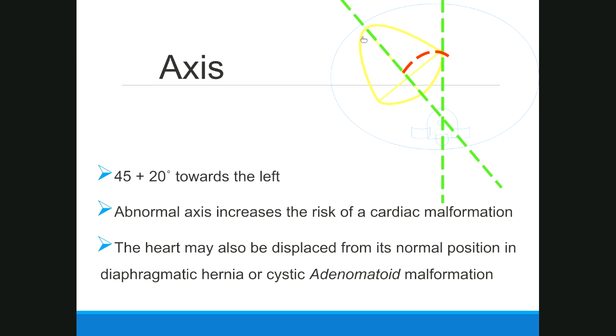But when we start seeing it standing straight up or pushed really far over at almost a 90-degree angle over here, then we're concerned that there's some other process going on in the chest that's pushing the heart one way or the other. Is that a congenital diaphragmatic hernia and it's bowel or part of the liver that's pushing the heart over? Or is it a CCAM or a CPAM, a lung mass that's pushing the heart one way or the other? Anytime we document an abnormal cardiac axis, there's an increased risk for a cardiac malformation to occur.